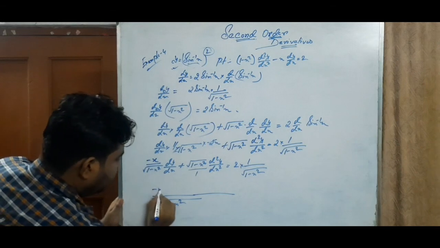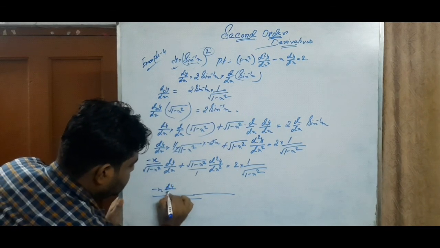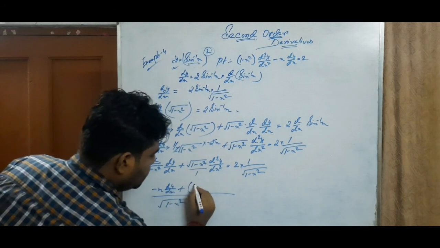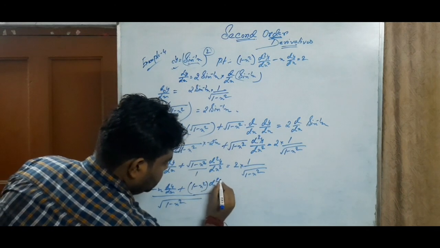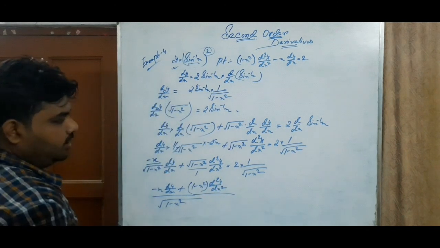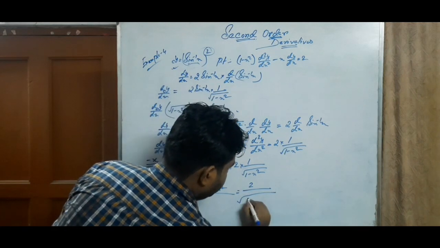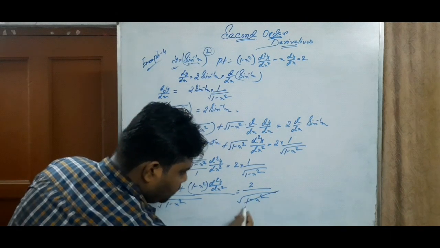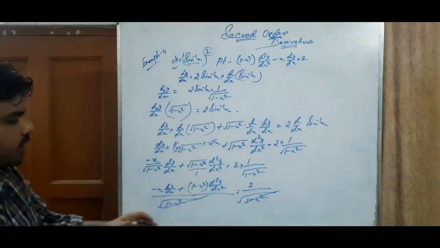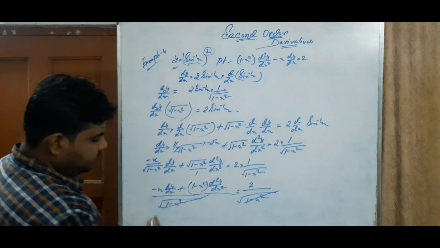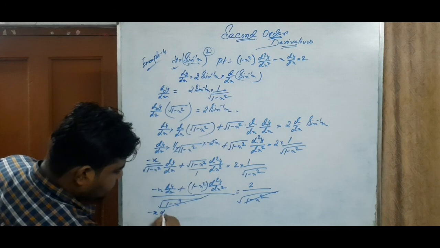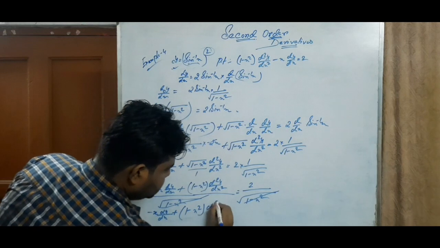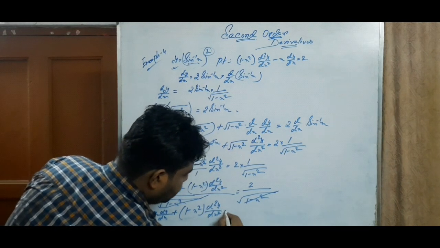That is minus x dy/dx plus root over 1 minus x square into root over 1 minus x square, that is only 1 minus x square, into d2y/dx square equals 2 by root over 1 minus x square. Now we can cancel out this root over 1 minus x square and root over 1 minus x square. So the resultant will be minus x dy/dx plus 1 minus x square d2y/dx square equals 2.